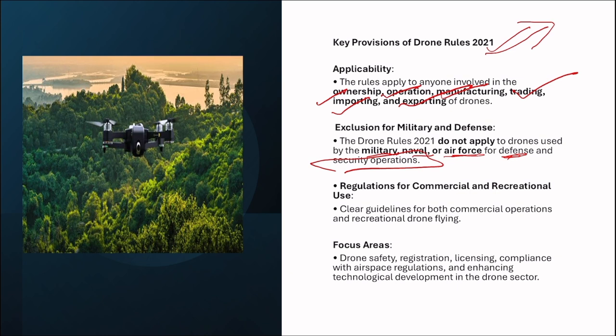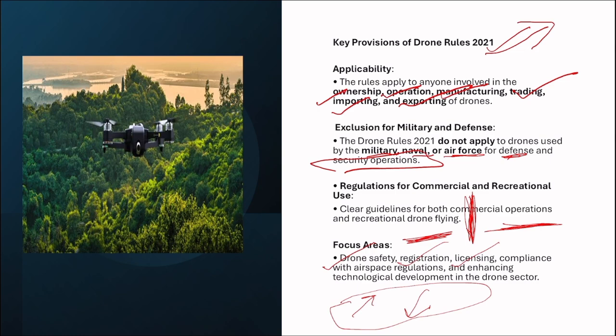And also in these rules, there's a clear-cut division of commercial operations and recreational operations. Like for your personal use as well as commercial use, there is a clear-cut differentiation. What all areas are we focusing on here: drone safety, the registration, the licensing, and also the rules of airspace regulations, like at what places you can fly drones and what places you cannot fly drones. This and all are there here.